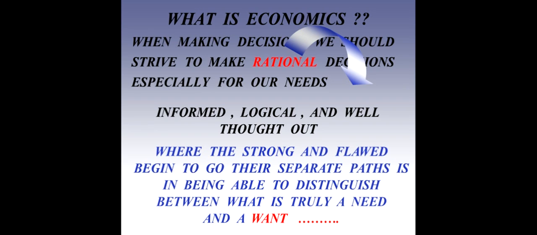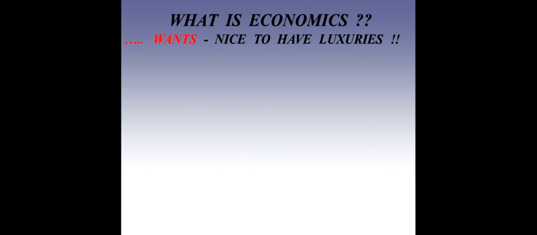Where the strong and the flawed begin to go their separate paths in decision-making is being able to distinguish between what is truly a need and what is a want. Now, here's your definition for wants. They're nice to have luxuries. If we go back to our example with the shoes, granted, shoes being part of clothing are a need in a modern society, but 40 pairs of shoes are certainly a luxury.